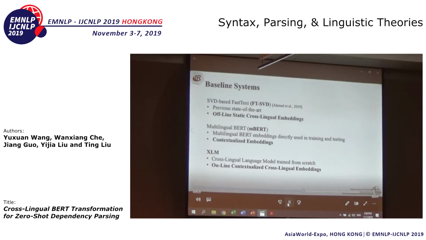We compare our method with 3 strong baselines. The first is the previous state-of-the-art on this dataset, which used conventional offline static cross-lingual embeddings. The second is the multilingual BERT, which is trained on multilingual corpora but without explicit cross-lingual supervision. And the third is XLM, an online learning method which learns contextualized cross-lingual embeddings from scratch.